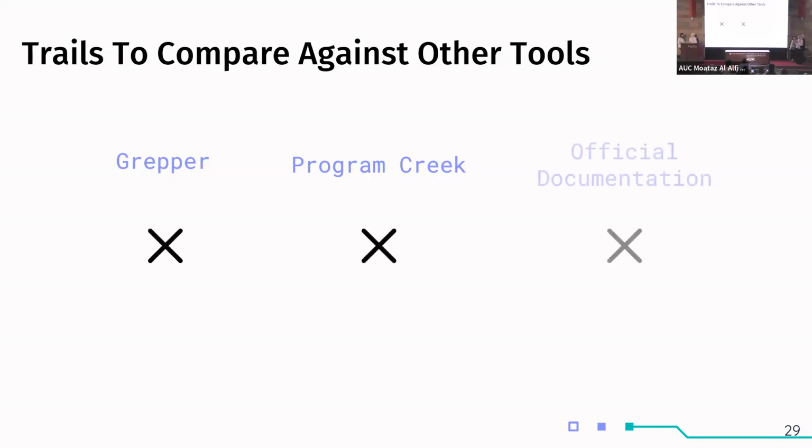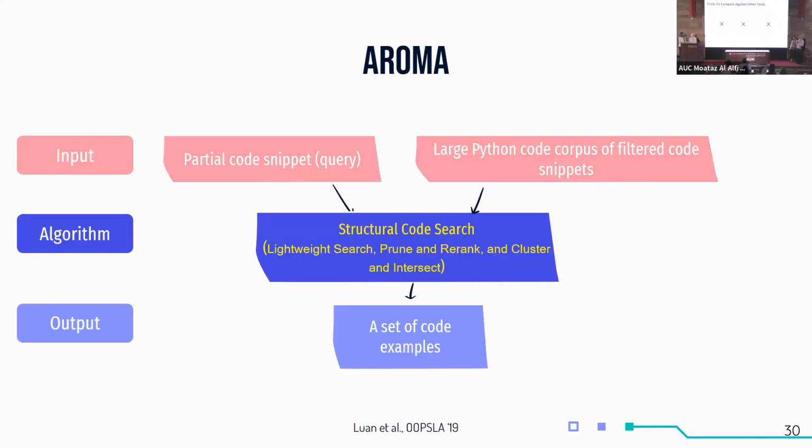We also tried to compare our results to the official documentation. However, most of the APIs' documentation doesn't provide examples on the usage of the API with the functions that are usually associated with it. Some only list these functions, but they don't show how the association happens.